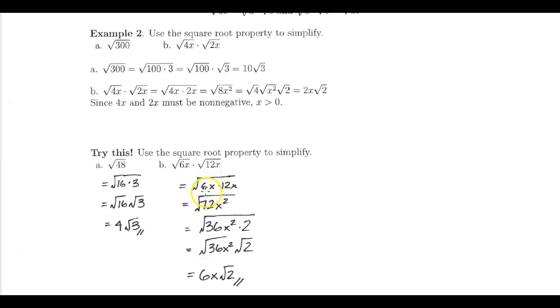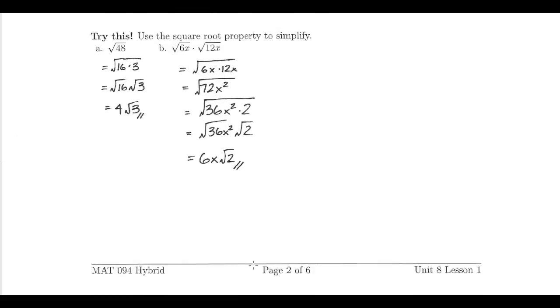In part B, we can multiply the radicands, and we get 72x squared. And the largest perfect square factor of 72 is 36. So if we take 36 times 2, we get 72. And so we have 36x squared times 2. And by the product rule, we can rewrite that as a square root of 36x squared times square root of 2. And the square root of 36x squared is 6 times x. So we have 6x root 2 as a simplified form of that radical.